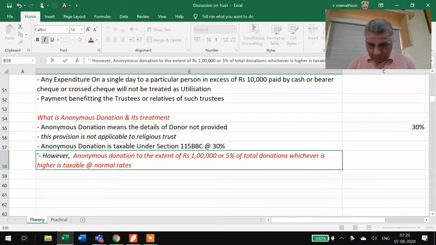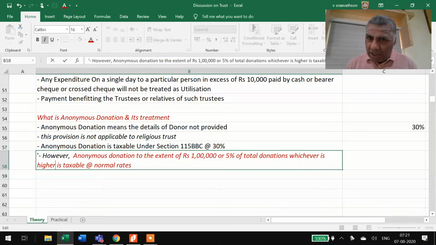Sir, does this mean any utilization of anonymous donation will not be treated as utilization? Yes, sir. Very good answering. That's what I'm going to write in the next line. Can you stay there for a minute, Balaji Dana? Yes, sir. Vijay, 5% of total donation. 1 lakh or 5% of total donation.